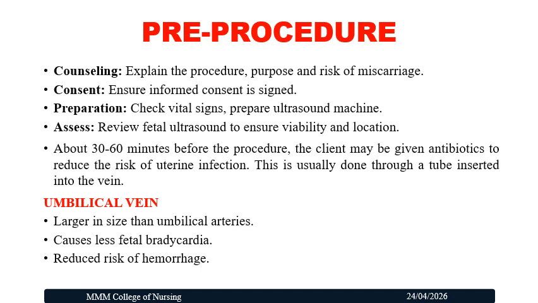As for why we are selecting the vein for this procedure: the umbilical vein is larger in size than the umbilical arteries, it causes less fetal bradycardia, and it reduces the risk of hemorrhage. So that is the reason we are selecting the umbilical vein for the procedure.